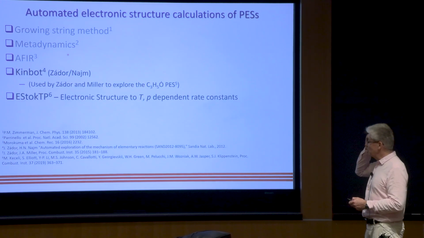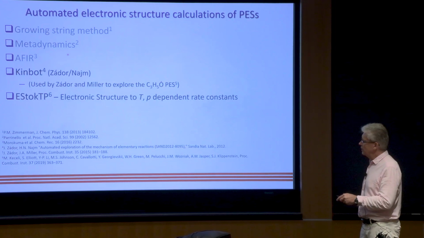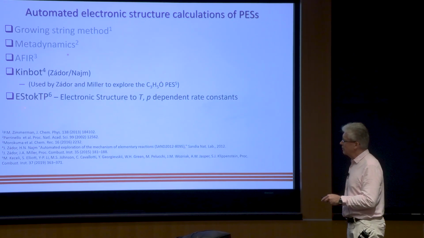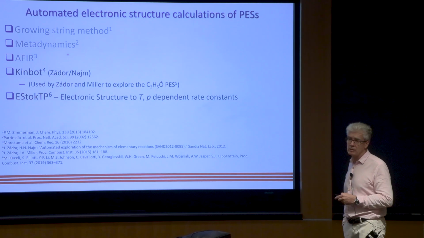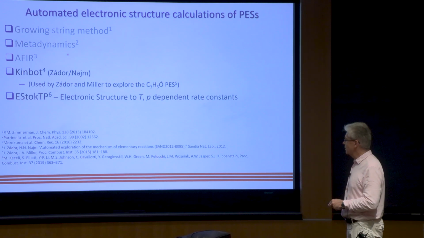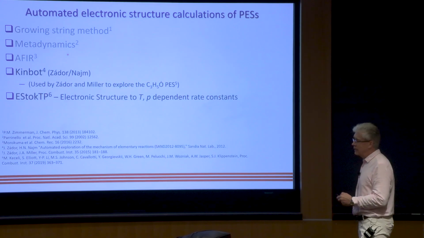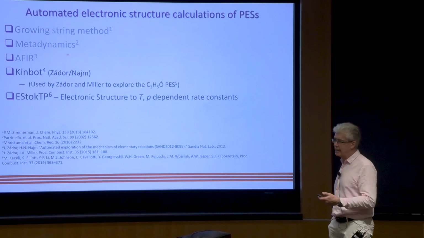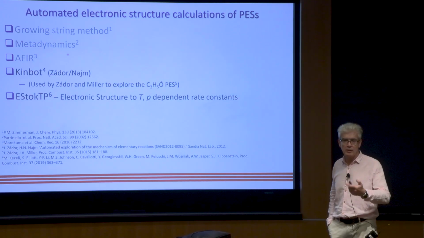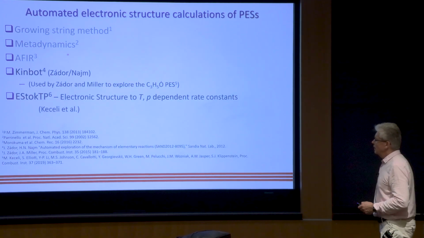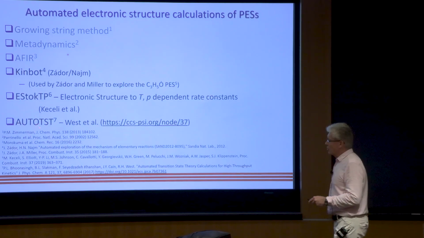We have also now ESTOKTP, and this stands for electronic structure to rate constants as a function of temperature and pressure. This is a code that was developed jointly, largely by Stephen Klippenstein and Carlo Cavallotti, working also with Bill Green's group at MIT. Again, it's a code that can be used to calculate rate constants based on the potential energy surfaces of reactions. And then you also have AutoTST.